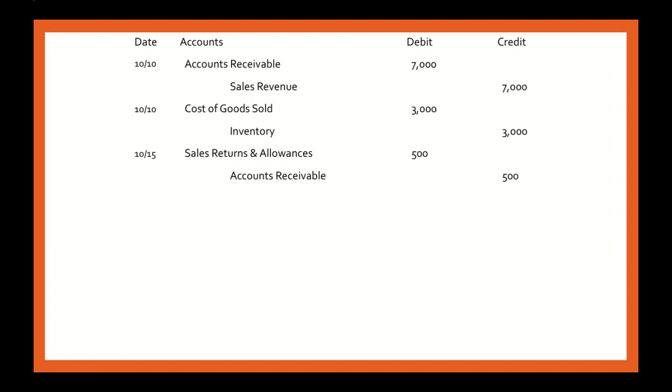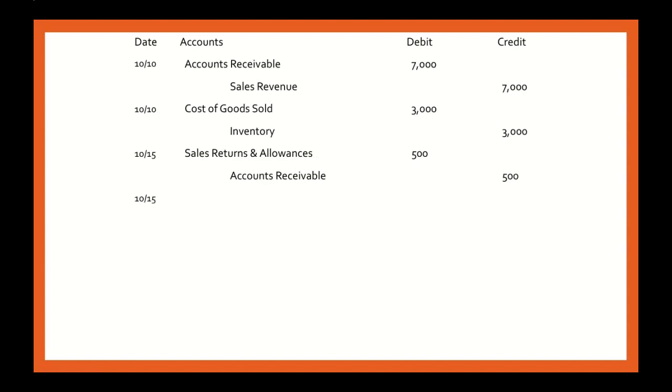They don't owe us $500 anymore, right? They returned $500 worth of goods. So we need to decrease the accounts receivable by that $500, because that $500 worth, we're not going to collect from them. So that's the first entry on this day.